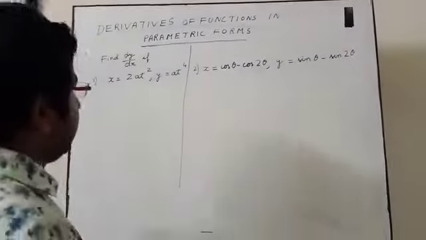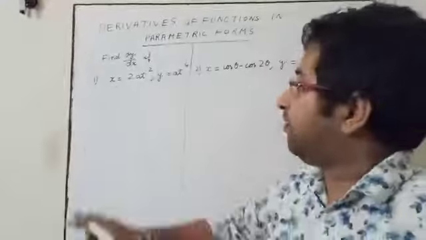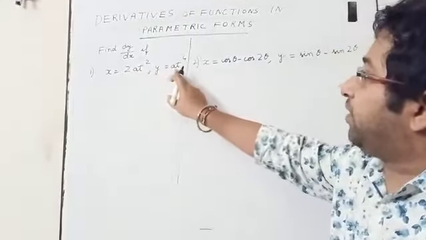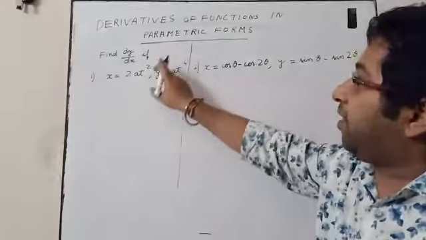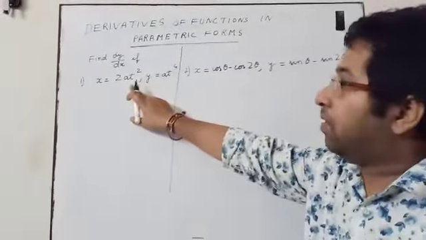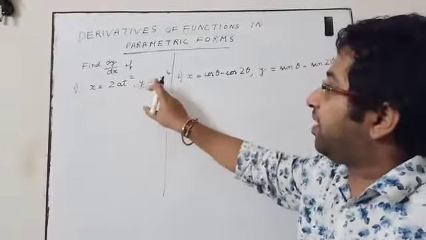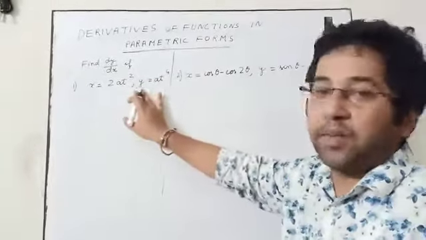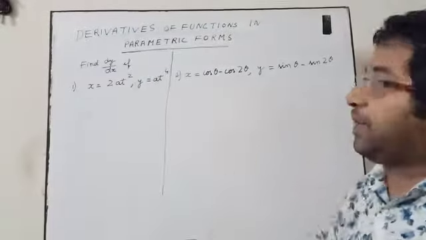Okay, now let's come to a problem. Find dy by dx if x equals an expression in terms of t, and y equals an expression in terms of t. This is a parametric form because t is a parameter. It is completely dependent on the variable t, so t is called a parameter and this form is known as parametric form.